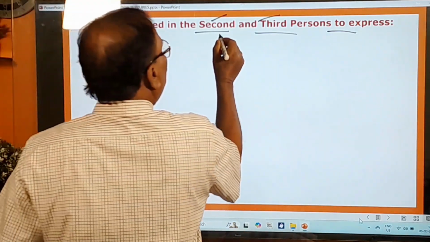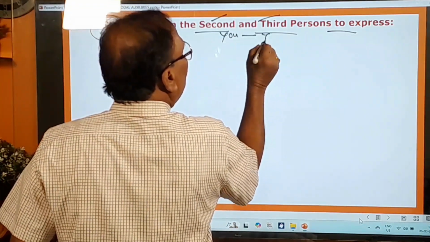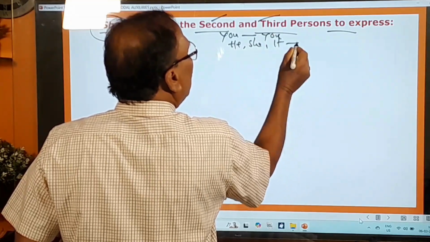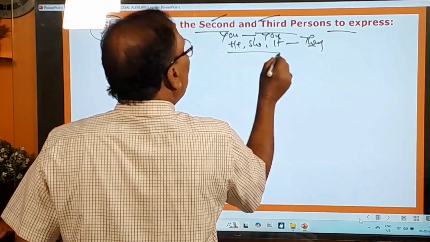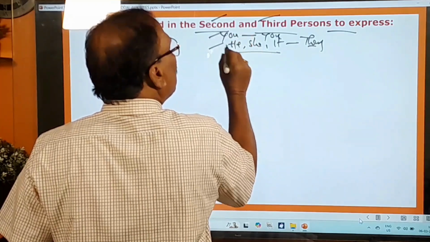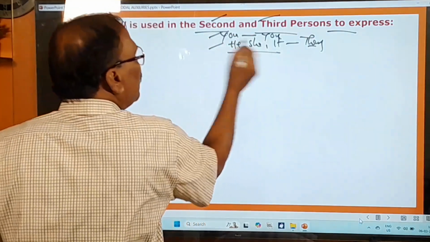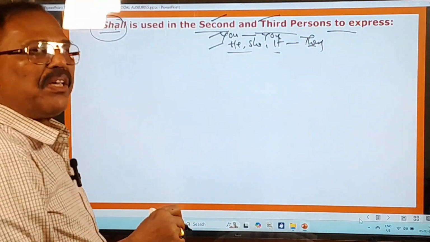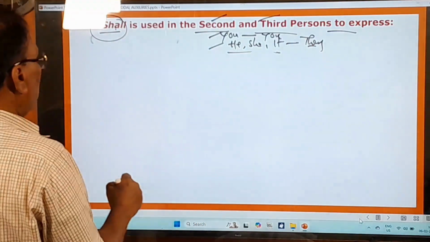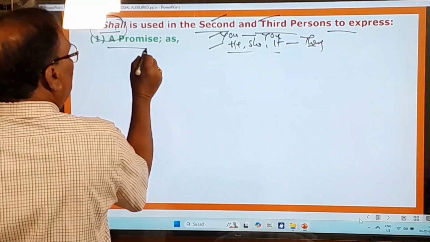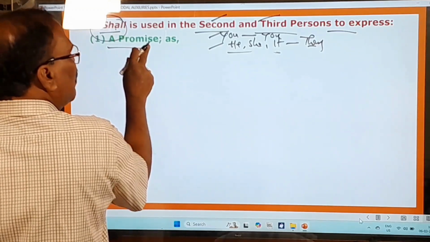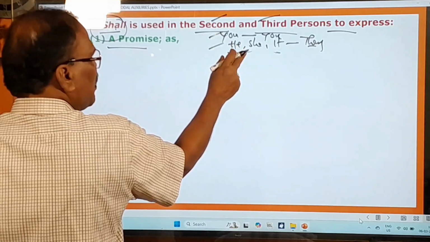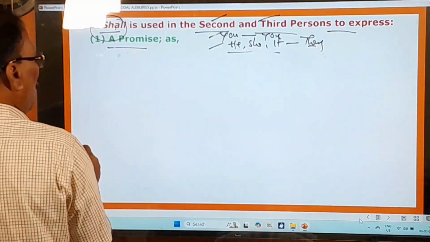Shall second person means you singular, you plural. Third person means he, she, it, and they, that is the plural. So this is called second person, this is called third person. Whenever this shall is used with these persons, then it expresses something different, something otherwise. What is that? Let us see that here. A promise, it indicates a promise whenever it is used with these second persons and third persons. Okay, a promise. How? Let us see that.